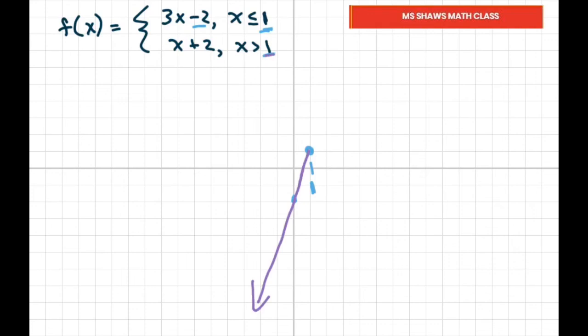Just sketch it there. Now, for the numbers right of 1, we're going to do the graph right of 1. So, plug in 1, and at 1 we got 3. So this is 1, 2, 3 right here. But it's open, because it can't equal 1. Then let's go ahead and plug in 2. If you plug in 2, you get 2 plus 2. That's going to be 4. You only need 2 points to make a line. So it's something like that.